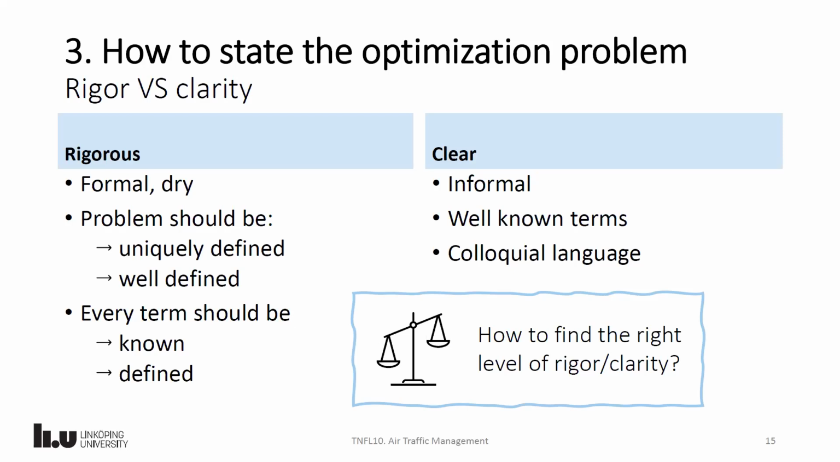Everything is completely academic, I would say. Everything is named, is defined, and it can be very formal. Whether clarity, we're working with informal language, with terms that are well known, and with colloquial language. So this is more like you are talking with a friend, or talking to somebody that is not an expert, and you're trying to explain to them what your problem is about. So how do you find the right level of rigor versus clarity?